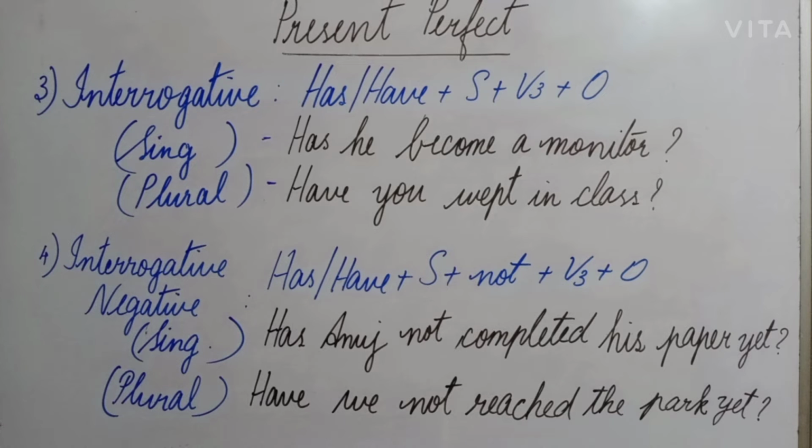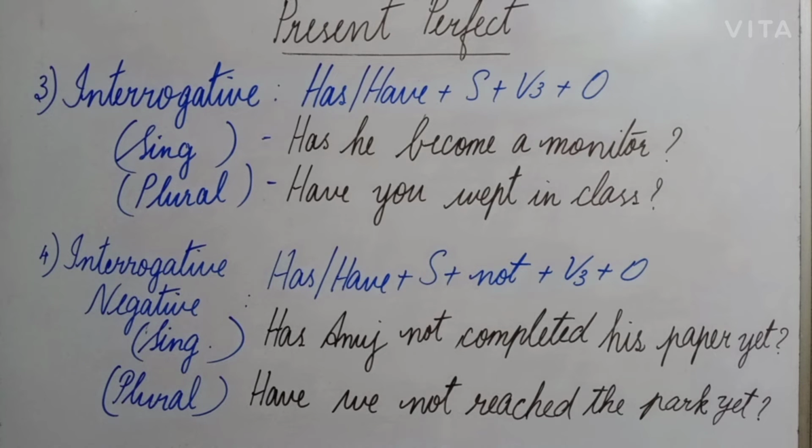So here the subject is Anuj. We are talking about one boy, so one person, that is a singular person. So then has Anuj not completed. Not is a negative word. Complete is the verb that we have got as a base form. We are just adding ed to it to make it a verb 3. That is a regular form. So has Anuj not completed his paper yet? His paper is the object. Coming to the next one, the last one, that is have we not reached the park yet?